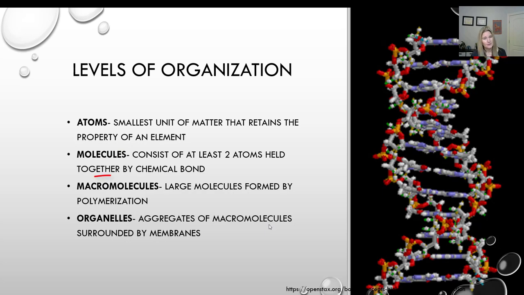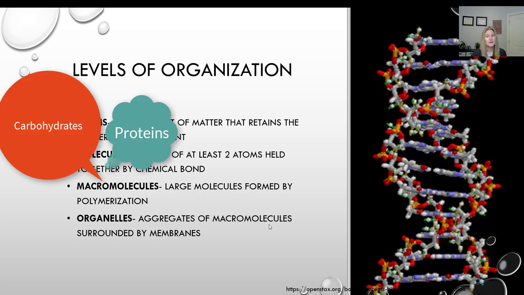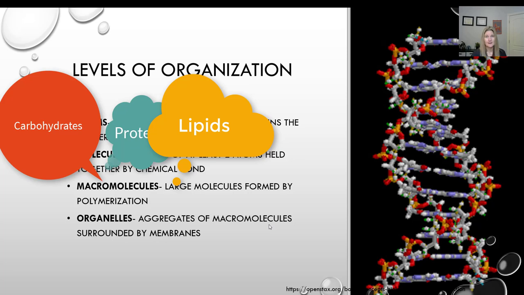Now, a macromolecule is a large molecule that's formed through taking a bunch of smaller molecules and putting them together through polymerization. And in subsequent chapters of our textbook, we're going to look at the four main categories of macromolecules in living things. That would be carbohydrates, proteins, lipids, and nucleic acids.